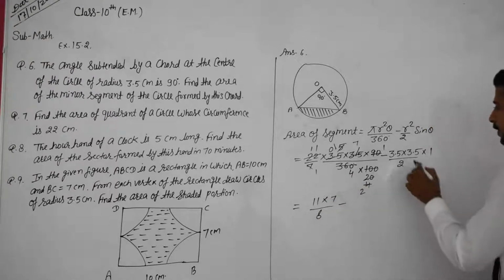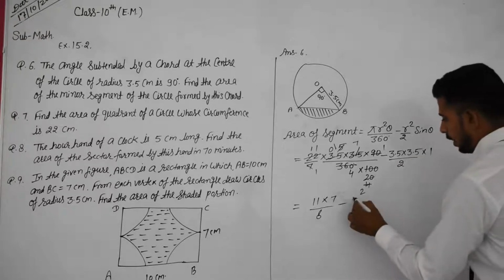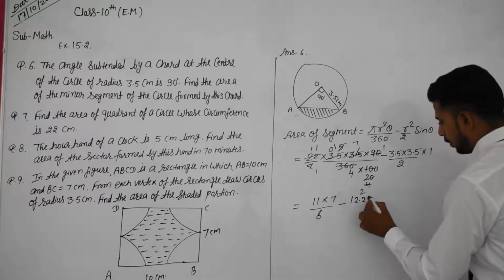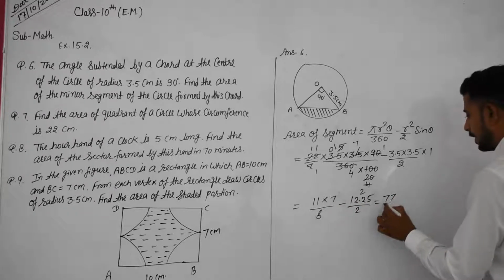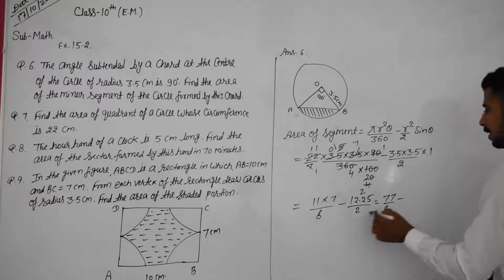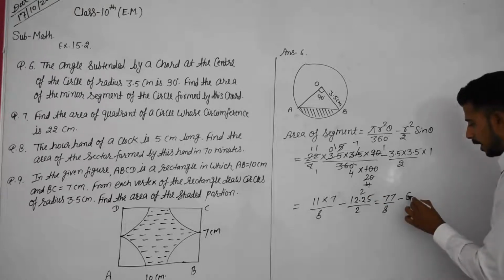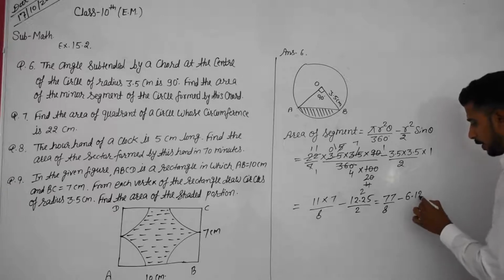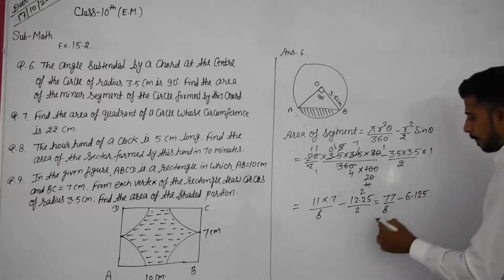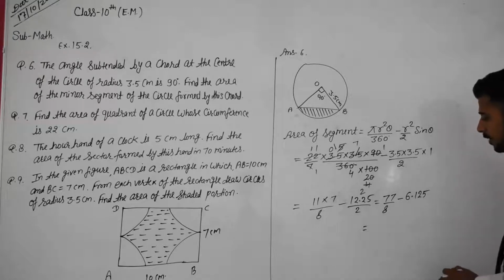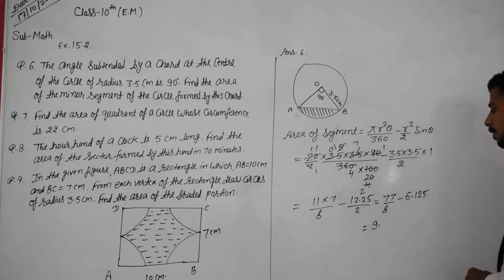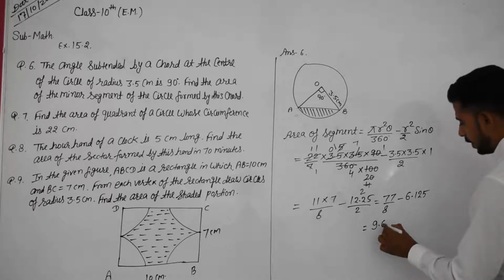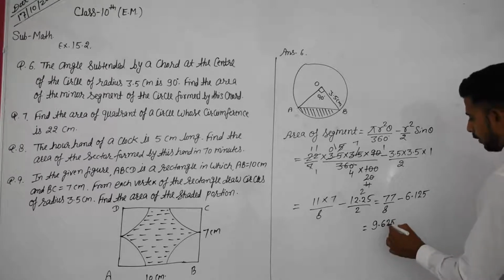After the minus sign, 3.5 into 3.5 value is 12.25 upon 2. 11 sevens are 77 upon 8, minus, divide by 2. Then 2 sixes are 12, after the point 2 ones are 2, 2 twos are 4 and 2 fives are 10. 77 divided by 8: 8 nines are 72, after point 5 it means 50, 8 sixes are 48, 2 eights are 16 and 8 fives are 40.